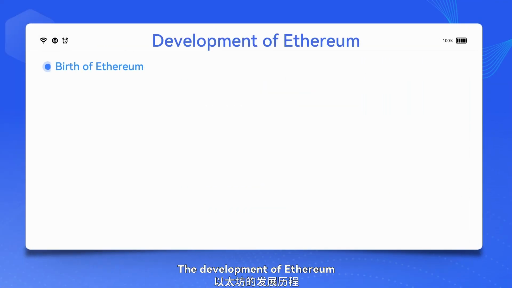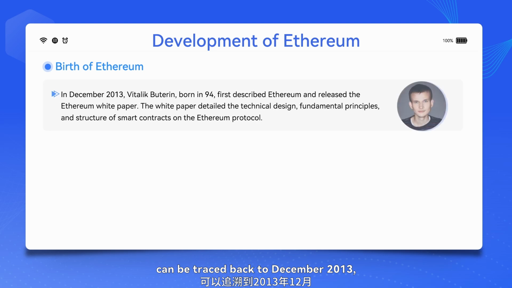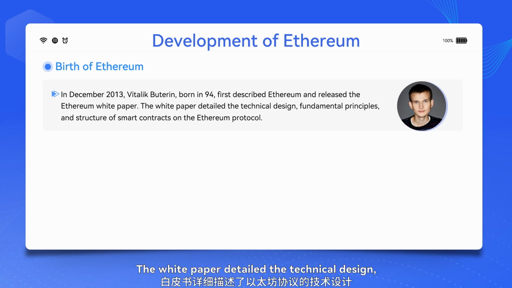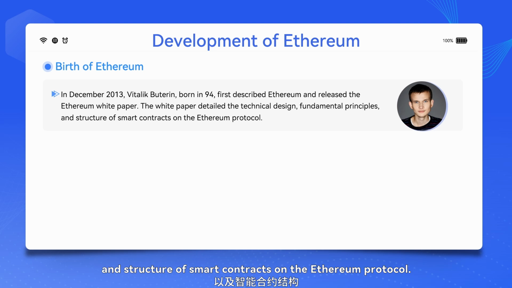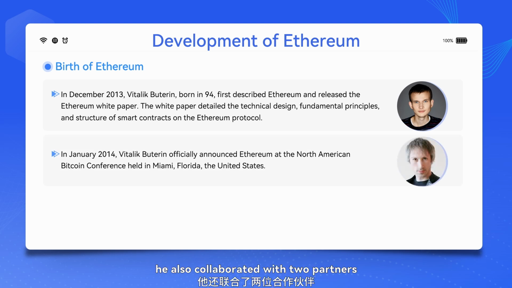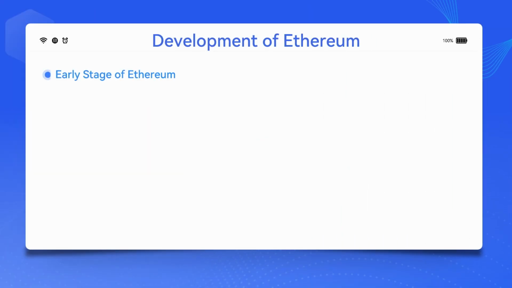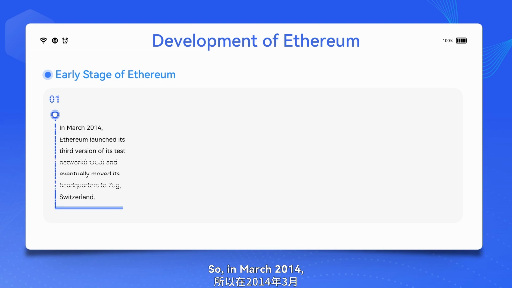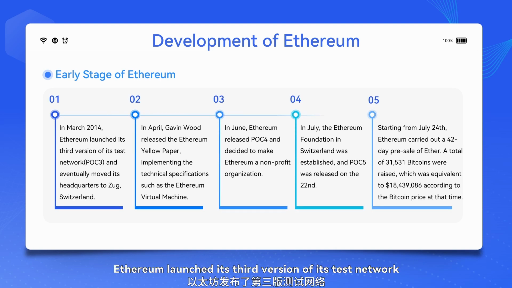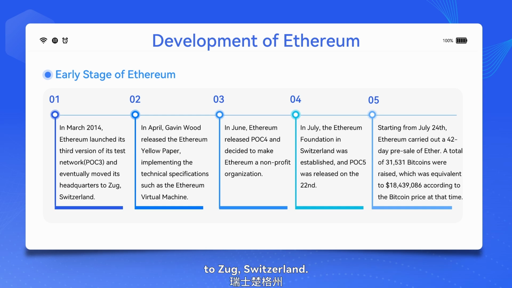The development of Ethereum can be traced back to December 2013, when Vitalik Buterin, born in 1994, first described Ethereum and released the Ethereum White Paper. The White Paper detailed the technical design, fundamental principles, and structure of smart contracts on the Ethereum protocol. Meanwhile, he also collaborated with two partners to promote this project. So, in March 2014, Ethereum launched its third version of its test network and eventually moved its headquarters to Zug, Switzerland.